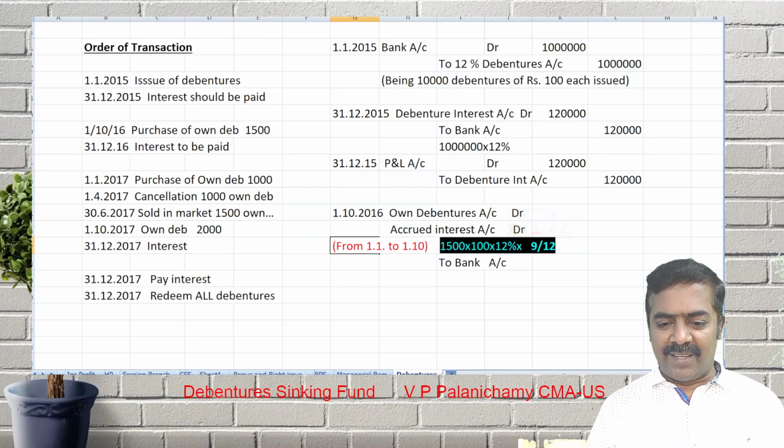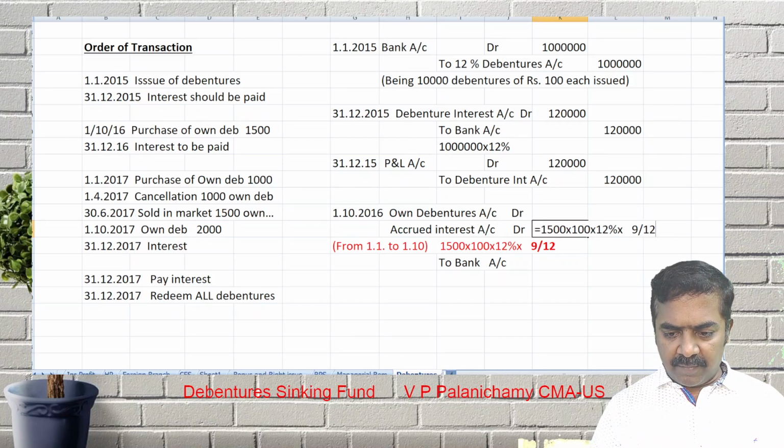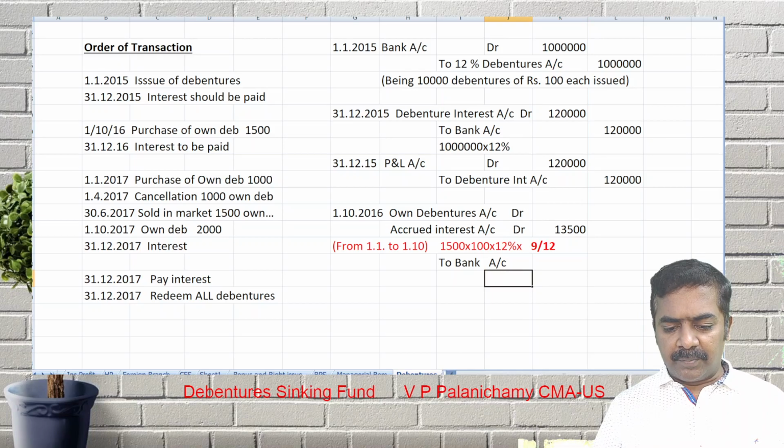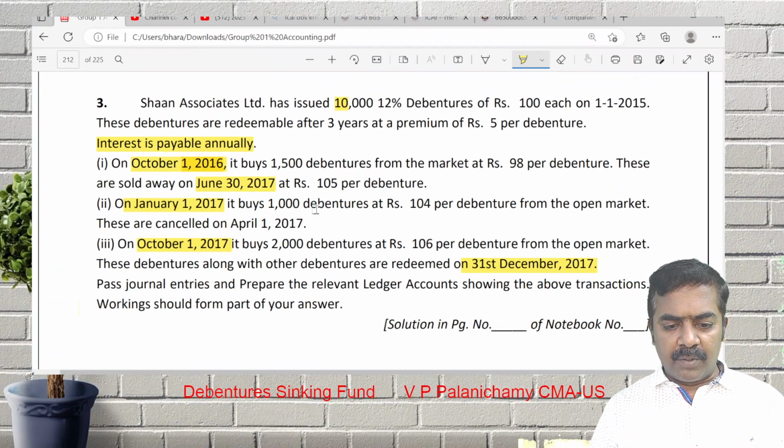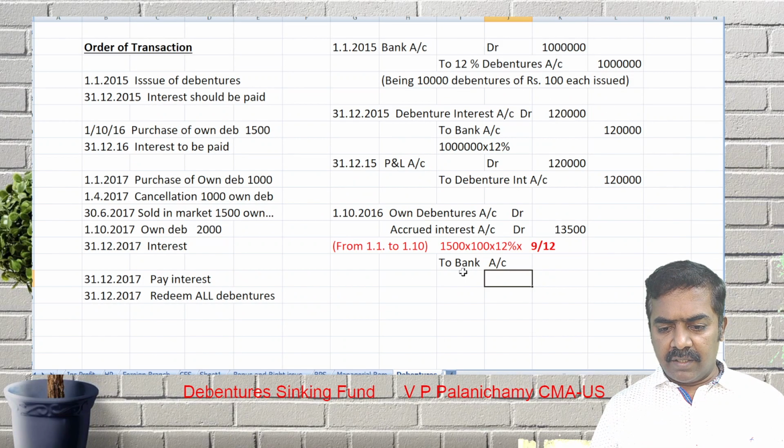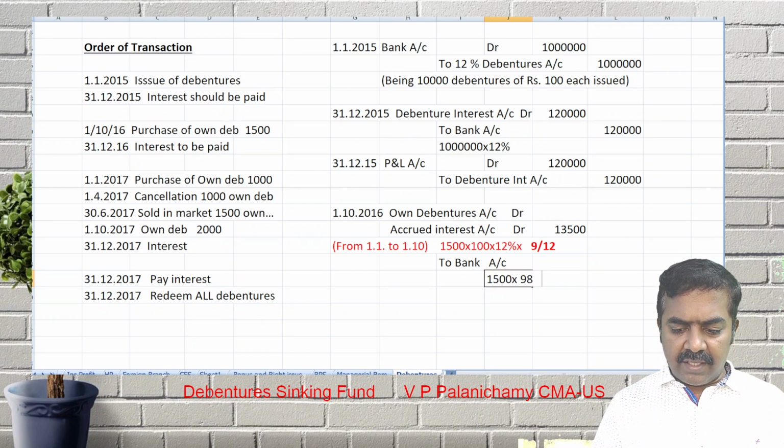Own debentures account debit, accrued interest account debit, to which account? Bank account. So 13,500 to bank account. How much do we have to pay? What is the value you have to pay? 1,500 into how much? 98 per debenture. 1,500 into 98, ex-interest always, plus 13,500 you have to pay.